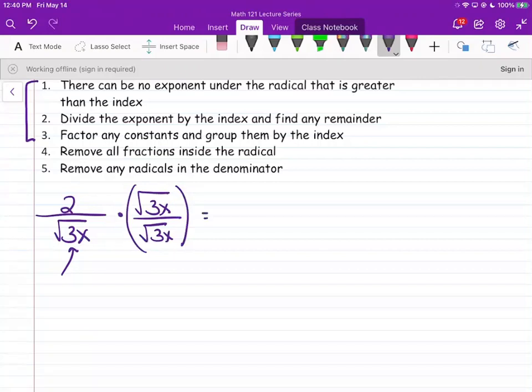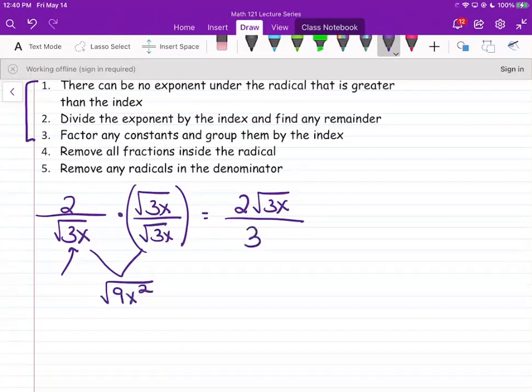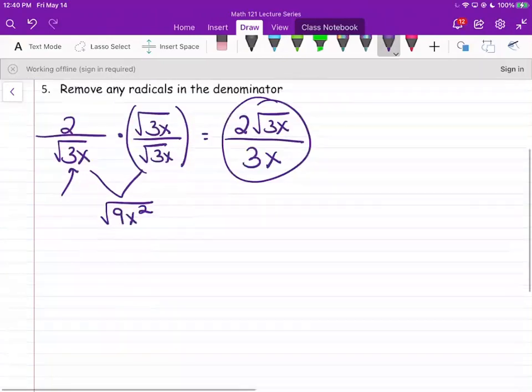And then as I multiply, I get 2 square root of 3x. And then notice here, square root of 3x times square root of 3x is going to become square root of 9x squared, which if we simplify it becomes 3x. When you multiply a square root by itself, the square root just disappears. And so here is our answer because nothing else can be further simplified. Notice you cannot cancel the 3's or the x's because one is under the radical and one is not.